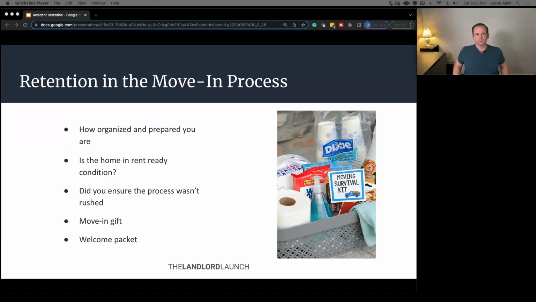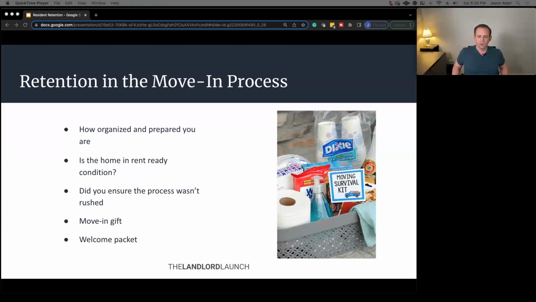In the move-in process. So, okay, is your paperwork organized? Is the home in rent-ready condition when they get there? Did you rush them through and then make them feel like it was a bait and switch type deal that you promised these things you didn't deliver on? Did you give them a move-in gift? I mean, that alone, that right there does a lot for a lot of people, that just showing that you cared enough to take a little extra time and get them some things they can actually use. Again, doesn't have to be much. I mean, this picture here is a moving survival kit. Throw a couple bottled waters in there, some snacks and everything else.